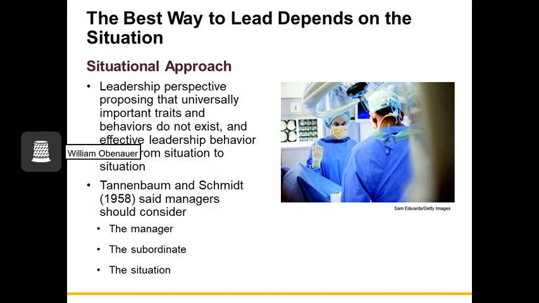And that brings us to situational approaches to leadership. Situational approaches to leadership argue that there are not ideal traits or behaviors related to leadership. Instead, ideal leadership is based upon the situation. What is right for any given situation is going to depend on the abilities of the manager, the characteristics of the subordinate, and other factors related to the situation.